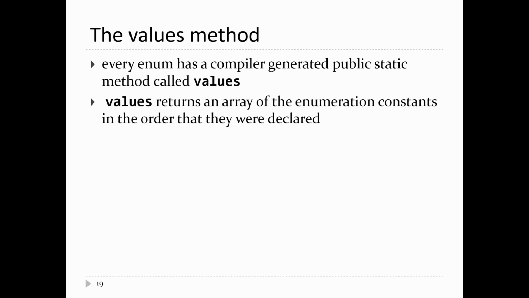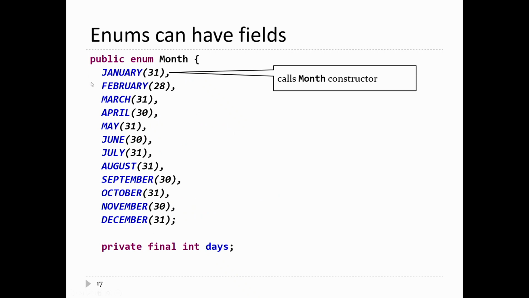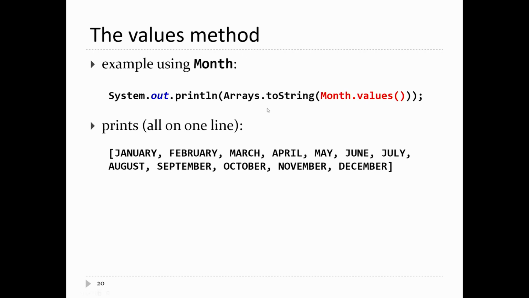Okay, so with enumerated types, there's extra stuff you get for free as well. You end up with a static method called values. That method values returns an array of all of the enumeration constants in the order that they were declared. So in other words, if I want to get an array of all of these constants, I just call the values method. So Month.values returns an array of all my constants. I can get the string representation of those using Arrays.toString, and then print that string representation. So on one line, you end up with all of this getting printed out.